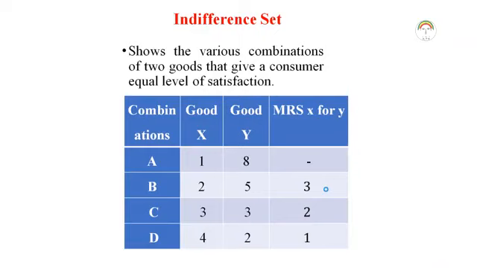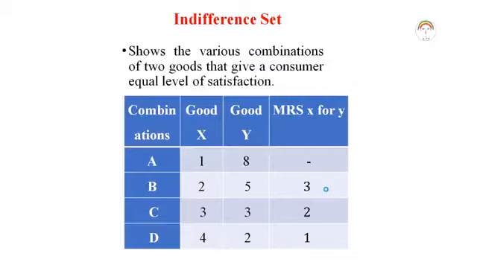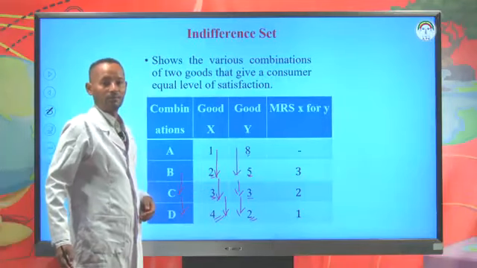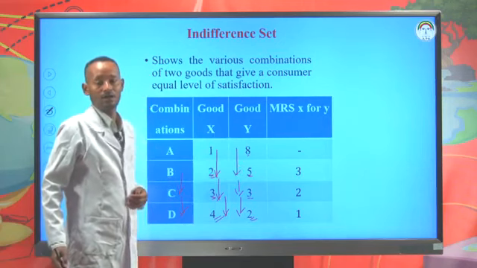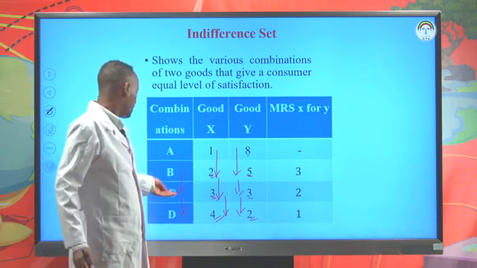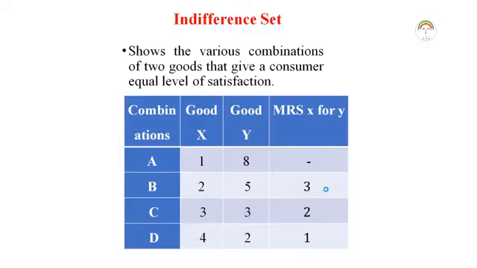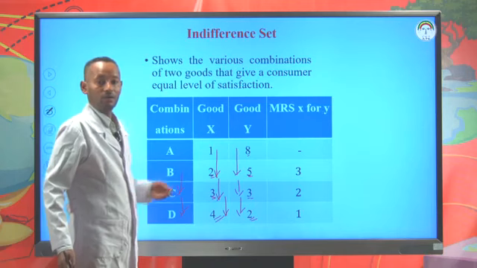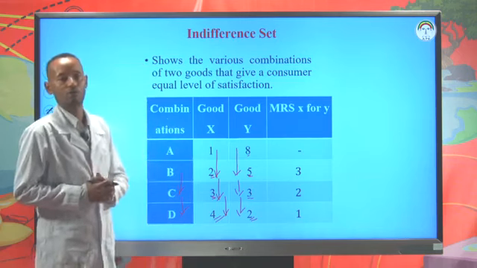Combination B to C, the satisfaction that we get from 2 orange and 5 banana is equal to the satisfaction that we get from the combination of 3 orange and 3 banana. Because as we increased consumption of orange, we are declining consumption of banana. Finally, when we come across from combination C to combination D, the satisfaction that we get from 3 orange and 3 banana is equal to the satisfaction that we get from 4 orange and 2 banana. Because as we increased consumption of orange, we are declining consumption of banana.